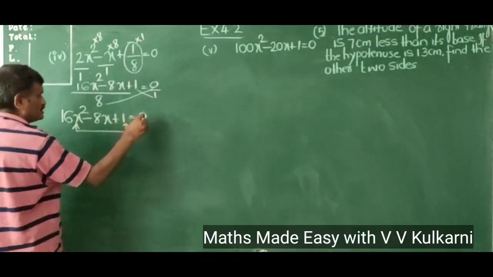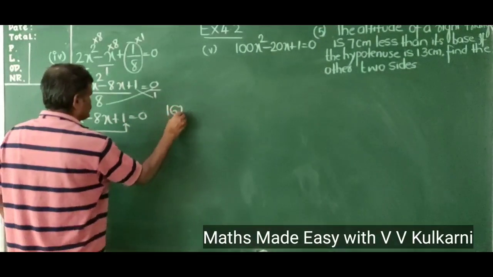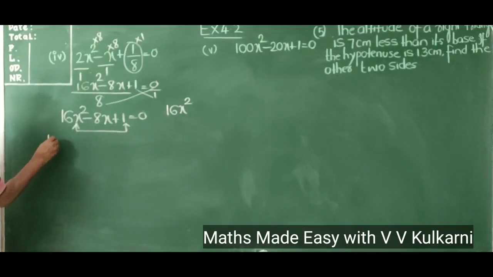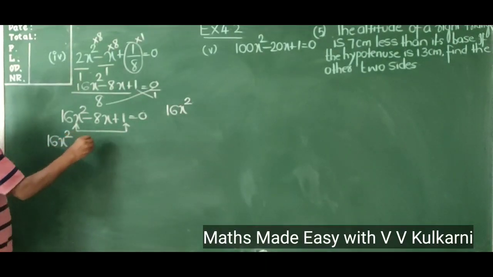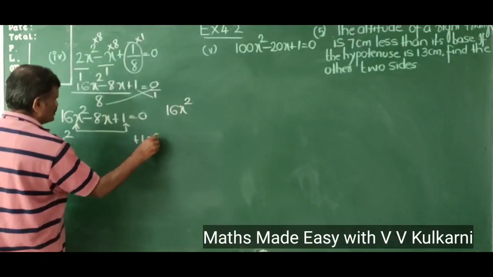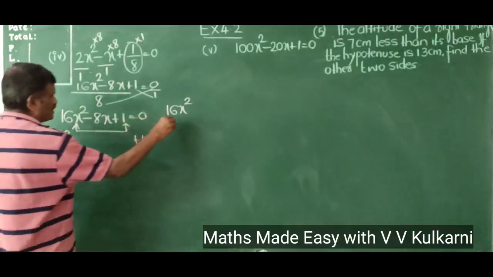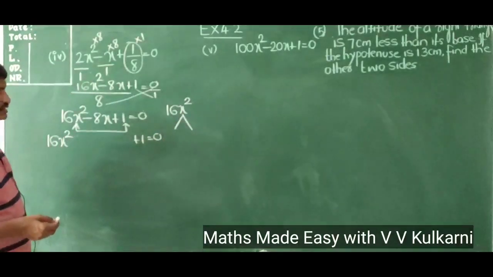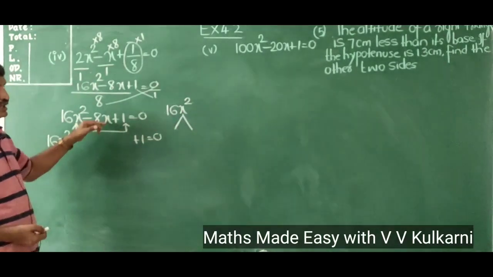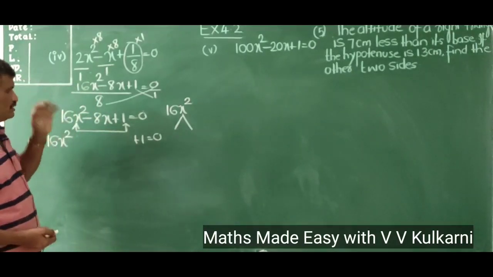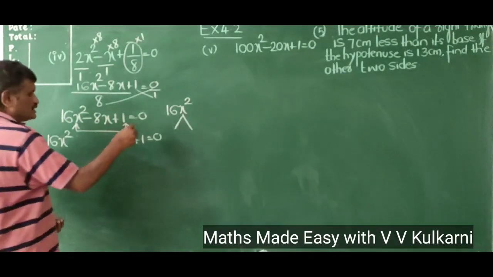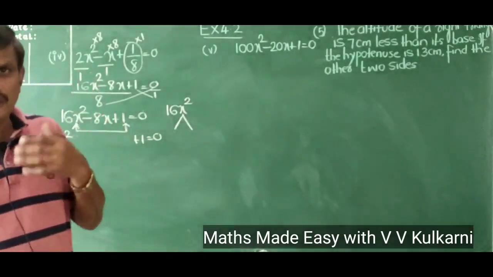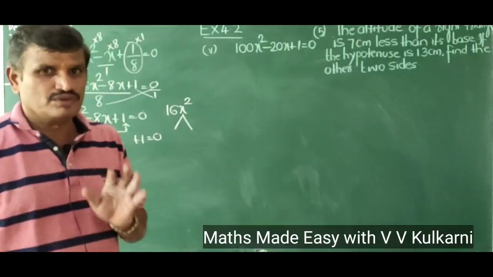Multiply the first and the last term. What I'll get here is 16x square, so I'll write here 16x square, and I'll write here plus 1. Now I have to search for the factors of 16 such that on adding or subtracting I should get 8 and on multiplying I should get 16. So the factors of 16 are 16 ones are 16, 16 plus 1 is 17 and 16 minus 1 is 15. It is of no use.